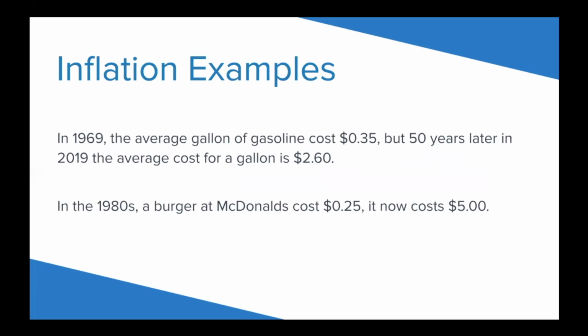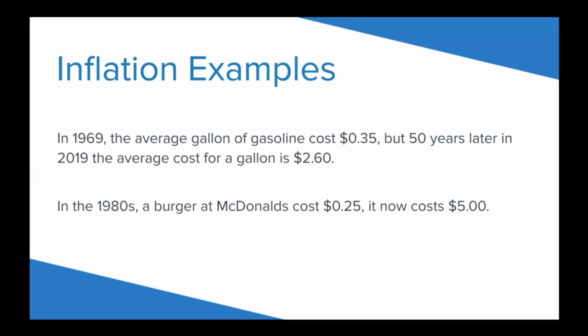In 1969, the average gallon of gasoline cost 35 cents, but 50 years later in 2019, the average cost for a gallon is $2.60. In the 1980s, a burger at McDonald's cost 25 cents. It now costs $5. So using the McDonald's example, if I had $1 back in the 1980s, I could buy 4 burgers at McDonald's, whereas $1 right now in 2019 would not be enough money to buy a burger since it now costs $5.